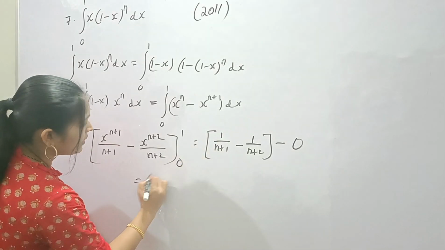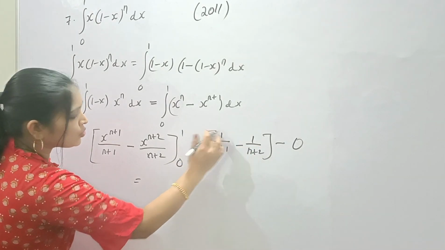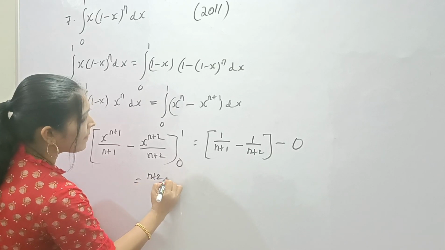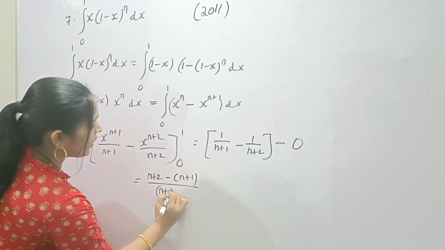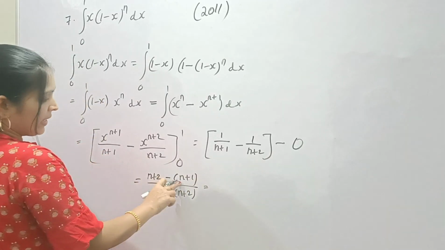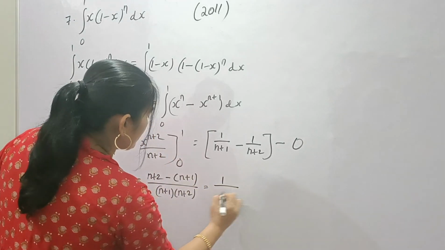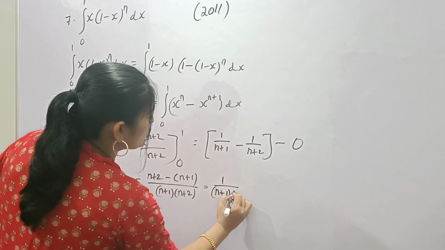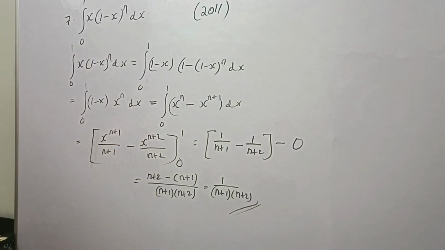So here 1 by n plus 1 minus 1 by n plus 2, take LCM. So it will be n plus 2 minus n plus 1 divided by n plus 1 into n plus 2, that is equal to, here n minus n cancelled, 2 minus 1 is 1. 1 divided by n plus 1 into n plus 2. It is the answer. It's a very important question.